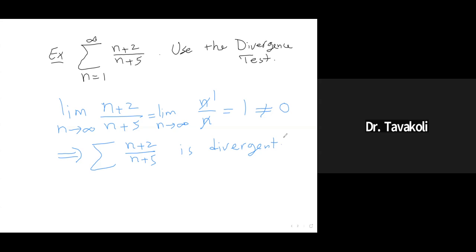If in an example this limit happens to be equal to 0, then the divergence test doesn't give us any information. We need some other test to determine convergence or divergence. In many cases, the limit is equal to zero, so the divergence test is inconclusive, and we need another test. One of the other tests that we use to obtain a very useful test is the integral test.